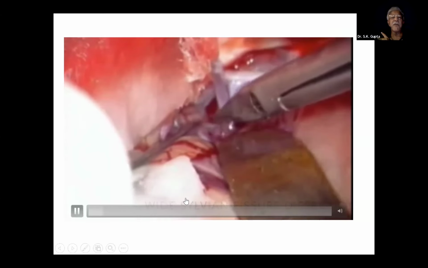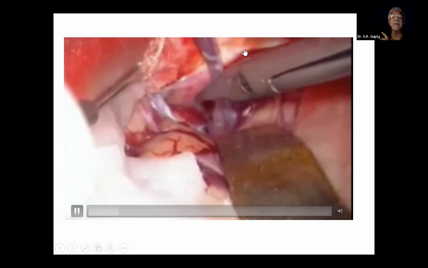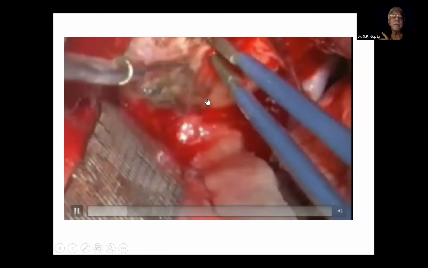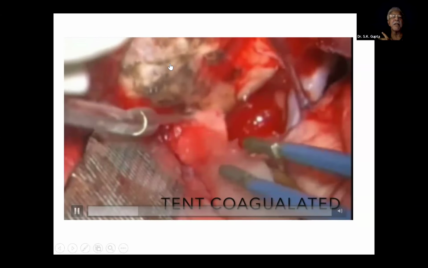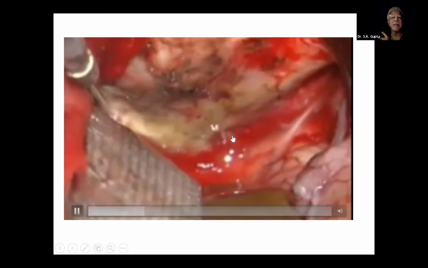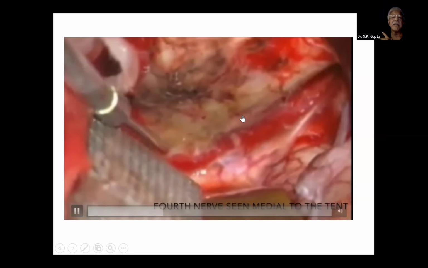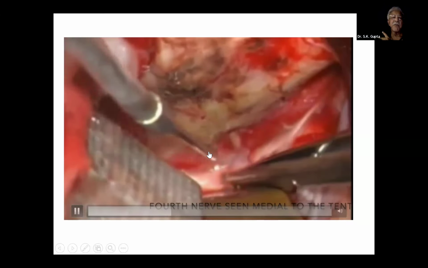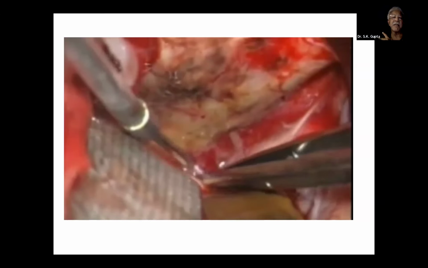You do a wide sylvian fissure dissection, preserving all the veins. This is the tentorial edge which is seen here. We are cutting the tentorium, coagulating the tentorium. Although it's a very old video, you can still see the fourth nerve here. This is the tentorial edge. We're peeling the arachnoid away from the tentorial edge to visualize the edge.